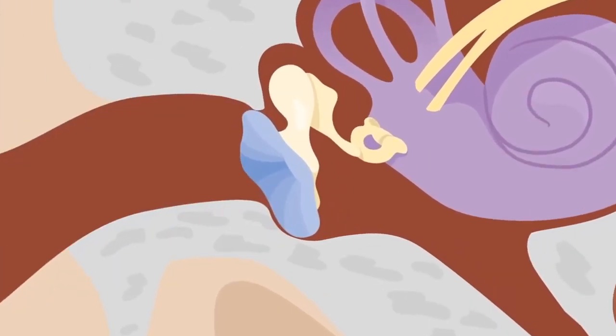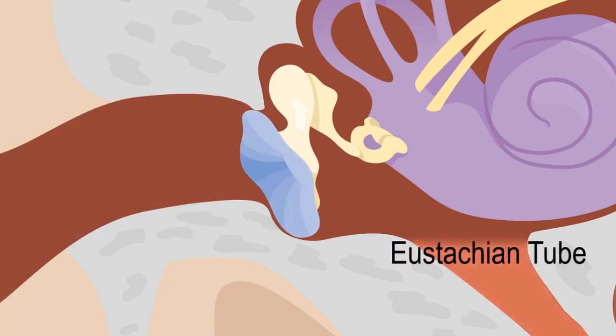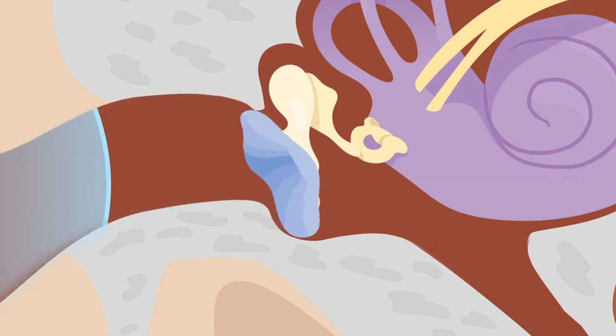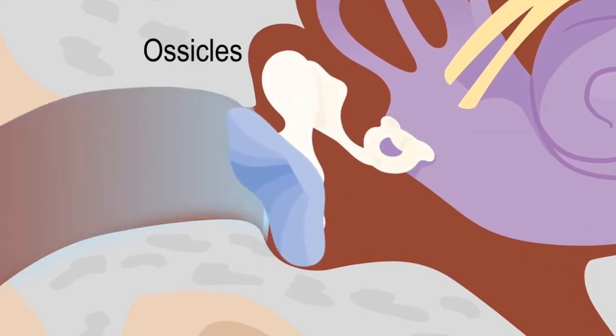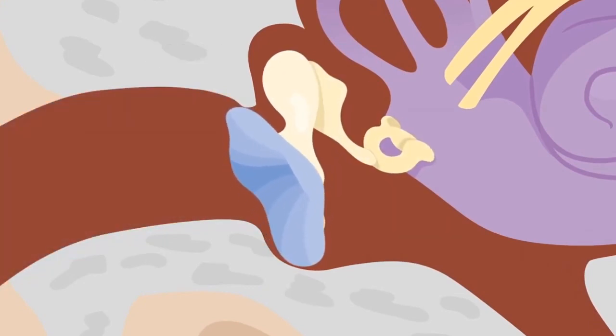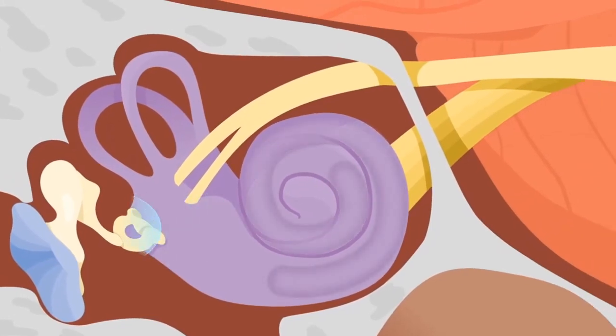The middle ear takes these sounds and turns them into vibrations. Sounds that come into the middle ear hit the eardrum, causing it to move. The eustachian tube helps the eardrum to work well by keeping the air pressure balanced on both sides. When the eardrum moves, it makes three small bones called ossicles vibrate. The vibrations are then sent to the inner ear. The inner ear receives vibrations and changes them into messages that go to the brain. These messages are called nerve signals.